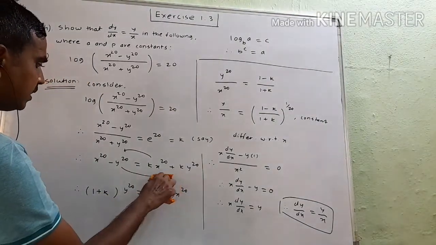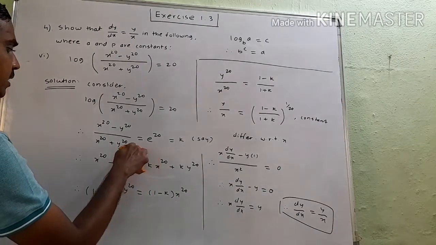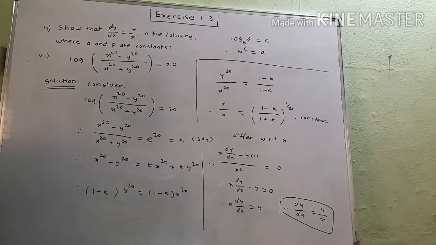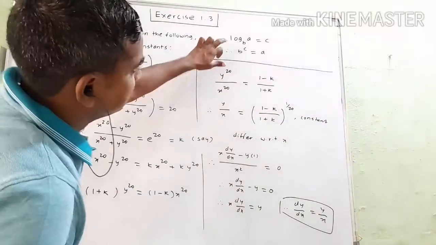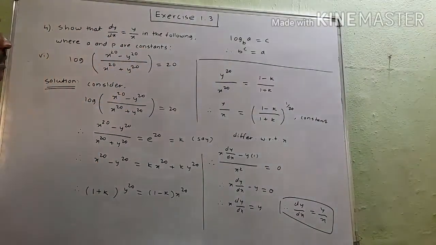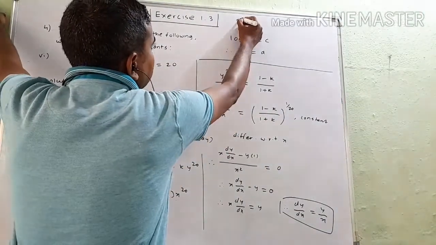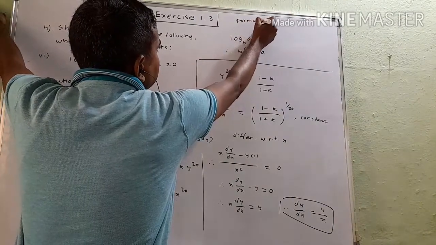So we have used here the relation between logarithmic function and exponential function to solve this example. Which relation? This relation we have used here. This is the formula to solve this example.